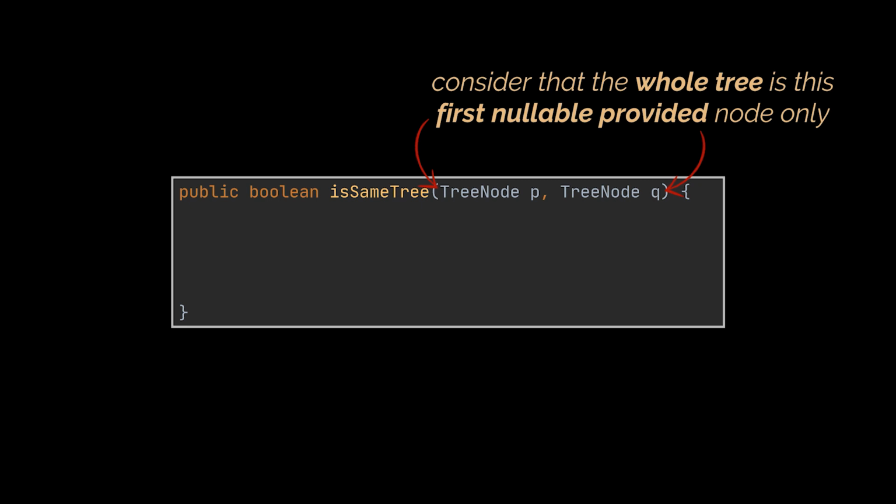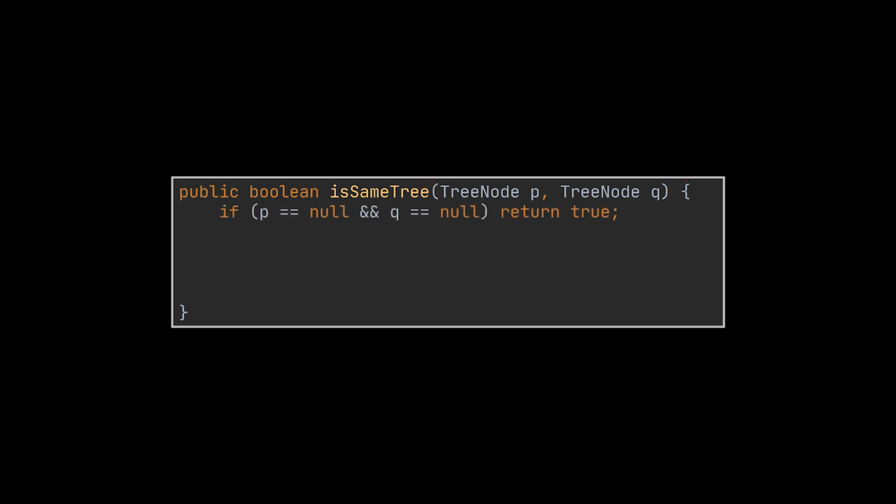So our basic options are, if both root nodes provided are null, then we return true, right? If one of them is null and the other one isn't, then we return false. And finally, if none of them is null, we simply check if their values are equal and return with the result. That was the solution to the smallest subproblem at hand.